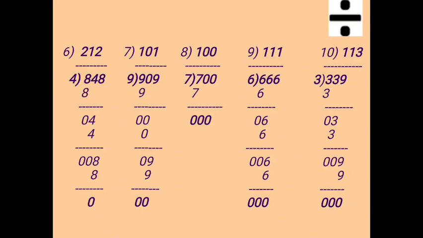Then bring down the next number, that is 4. So you will get 4. So in 4 tables, that is 4 ones are 4. So write here 4 ones are 4. Then here you are going to do again subtraction.